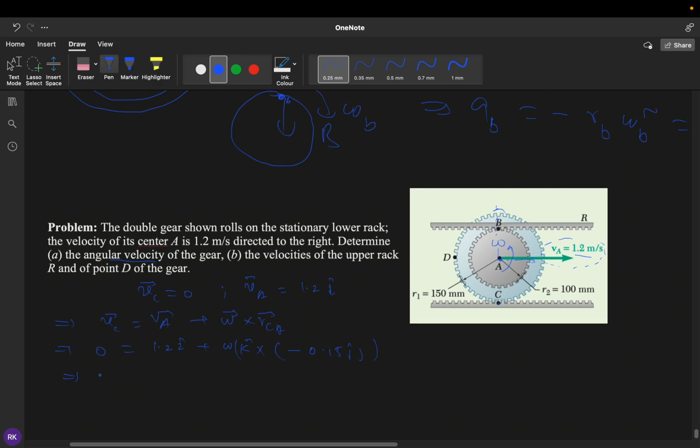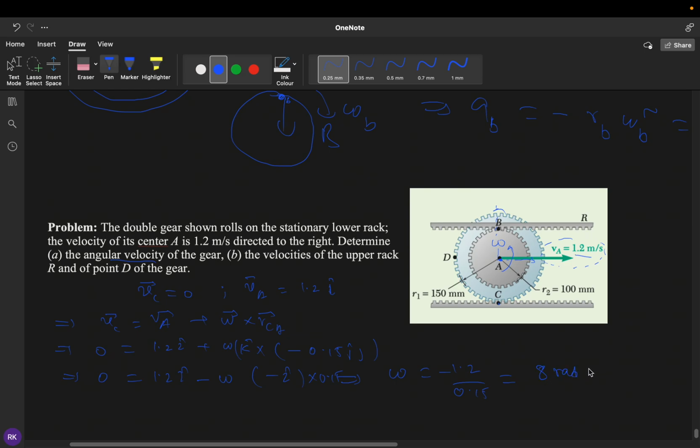Now 0 equals 1.2 I plus omega, and here it is negative. What is K cross J? That is minus I. So you will get omega equal to 1.2 divided by 0.15, and that is negative, because we are getting the wrong direction. If we have assumed omega is this, then you will get the negative, which means that this gear might be rotating like this. So what will the value be?